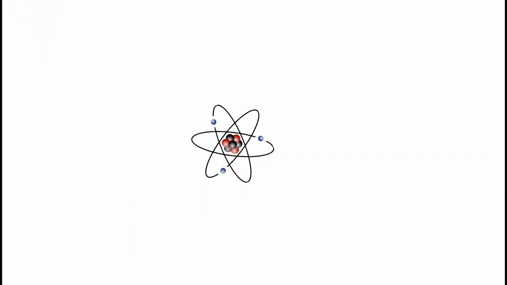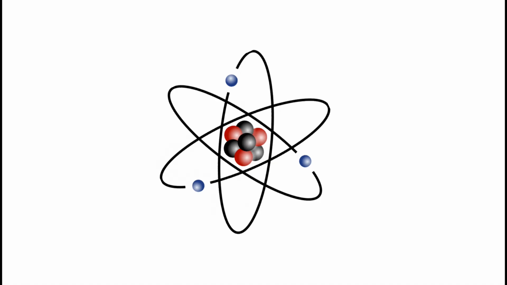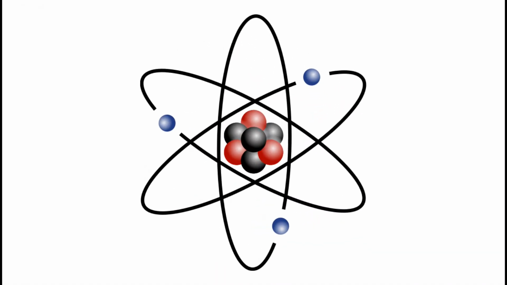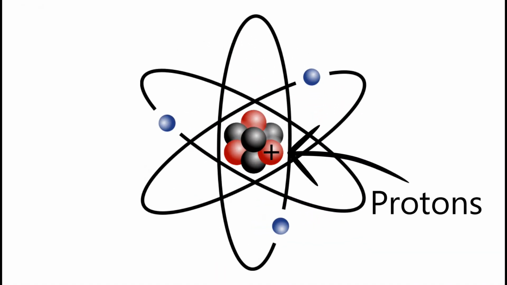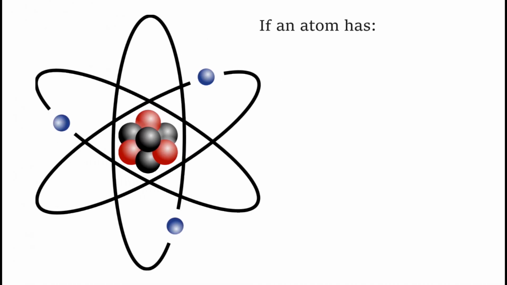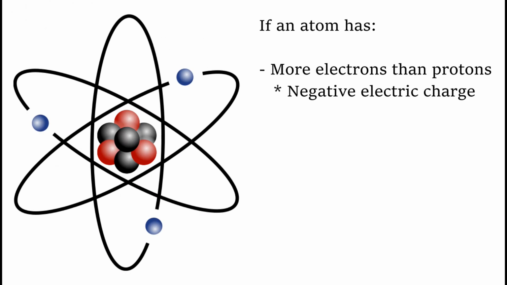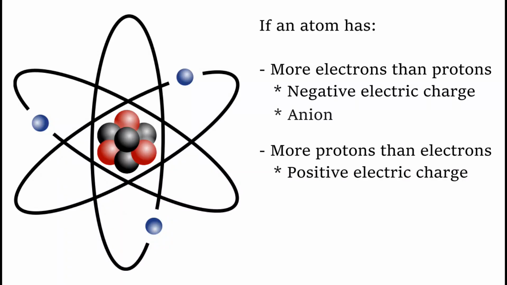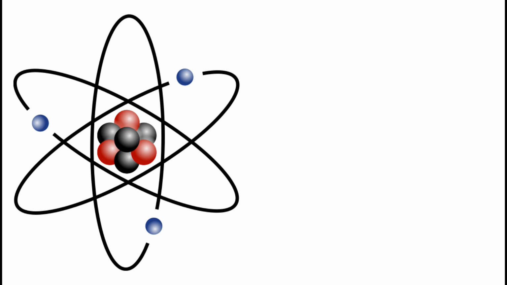How does this happen? Well, all atoms have both protons and electrons. Protons are positively charged particles, while electrons are negatively charged particles. If an atom has more electrons than protons, it has a net negative electric charge. In this case, the ion is an anion. If the atom has more protons than electrons, it has a net positive electric charge. In that case, the ion is a cation.